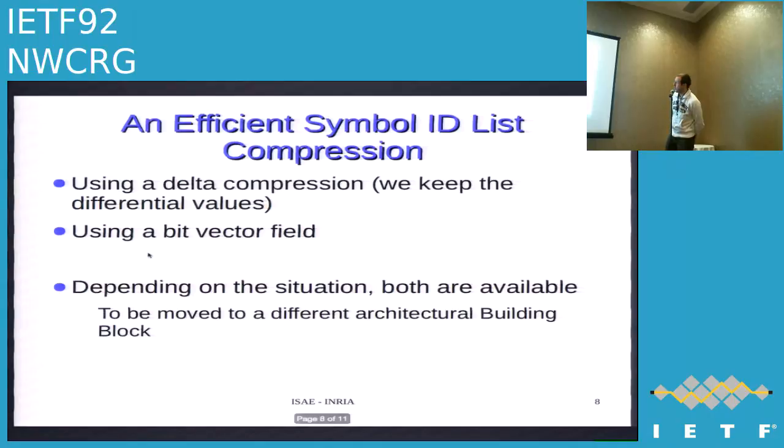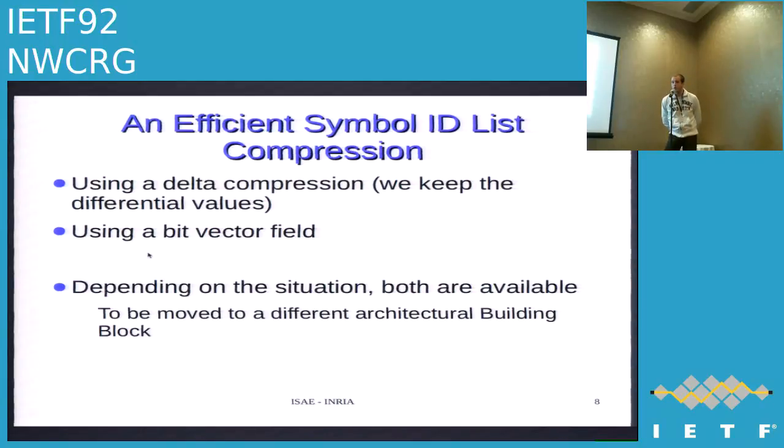Next slide. The source ID list can be reduced using some compression, so you keep the different values, or a big vector field. We could extract these two ways into two building blocks, and depending on the situation, you could use a big vector field or a delta compression. So I will take an example.